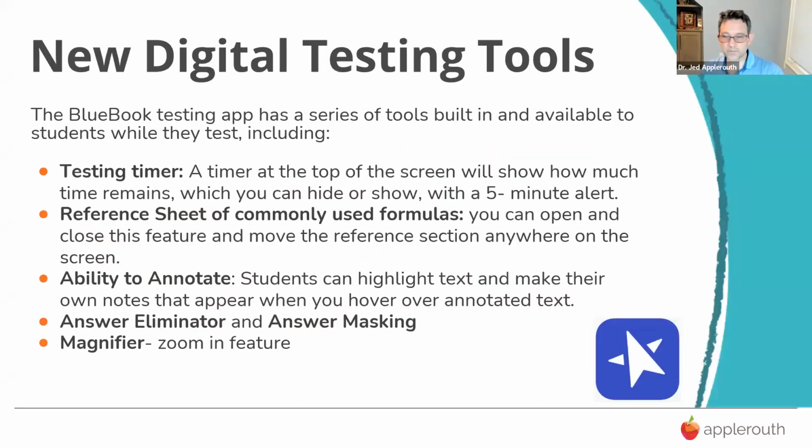All right, now the tools on the Blue Book app, they have a series of built-in tools. You have a timer that you can toggle, turn it on, turn it off. At 5, it blinks at 5 minutes. The reference sheet is always there, which is actually very helpful. Before, I had to turn back a few pages; now I can open it and close it with a click, which is great.